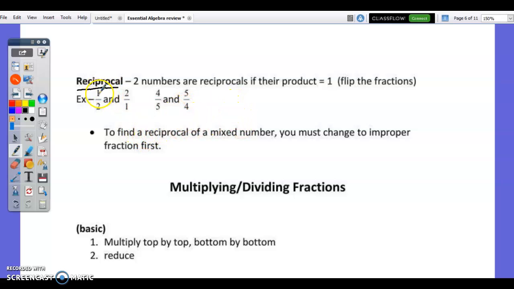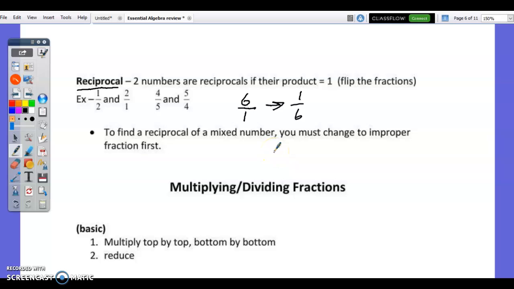So for example, the reciprocal of 1 over 2 would be 2 over 1. The reciprocal of 4 over 5 would be 5 over 4. If we have a whole number, let's say we have 6, we can always make a whole number a fraction by putting it over 1. So then the reciprocal of that would be 1 over 6. So we just have to flip the fraction.